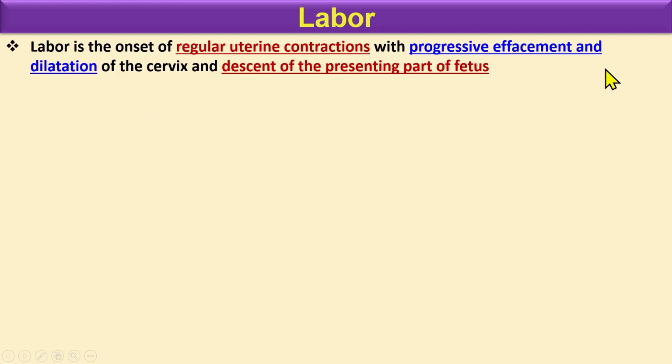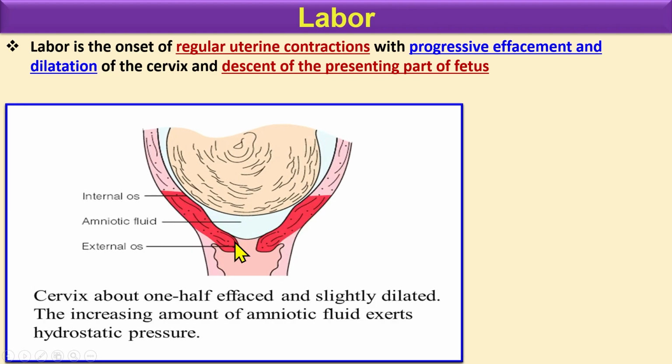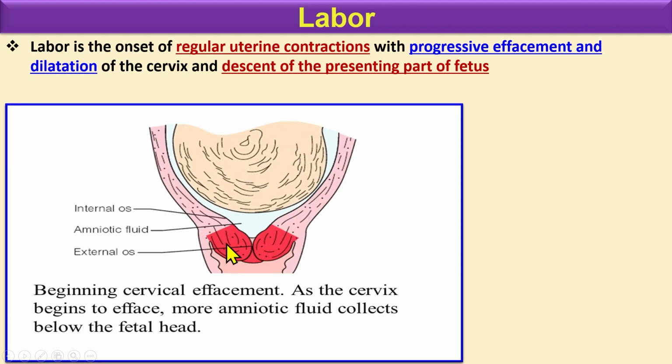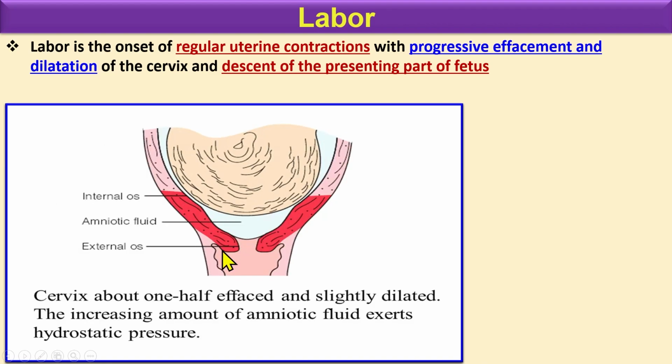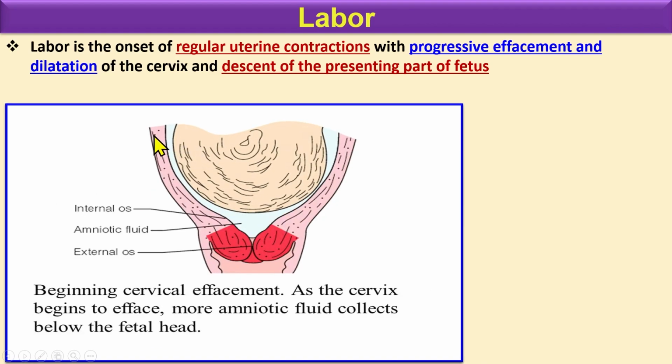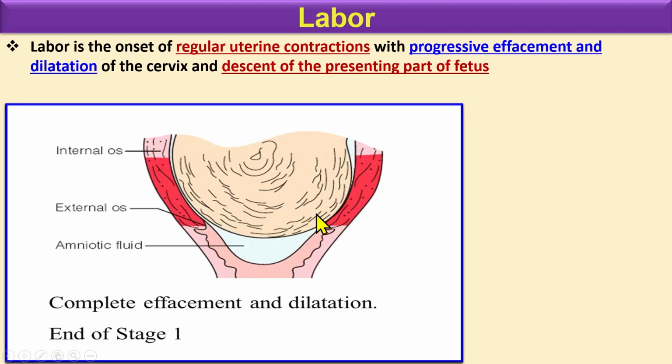What do we mean by effacement? What do we mean by dilation? Look at what is happening to the cervix wall, especially this lower segment. It's becoming thin and thinner. The lower segment, which is thick, becomes thin by the start of labor. This is known as effacement. Why is it happening? Because the upper segment is retracting and becoming thicker, so the lower segment meets with the upper segment. The upper segment becomes thicker and the lower segment becomes thinner. This thinning is known as effacement. So this is progressive effacement.